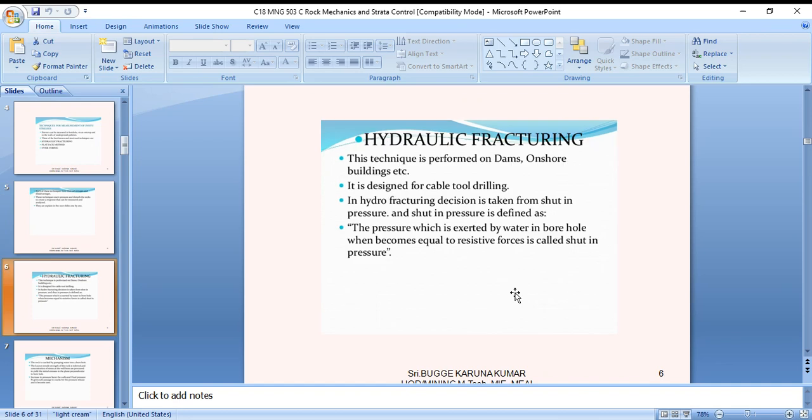Hydraulic fracturing. This technique is performed on a dam, on outcrops, buildings, etc. In hydraulic fracturing, the decision is taken from the shut-in pressure, and shut-in pressure is defined as the pressure exerted by the water in the borehole that becomes equal to the resistive force, called the shut-in pressure.